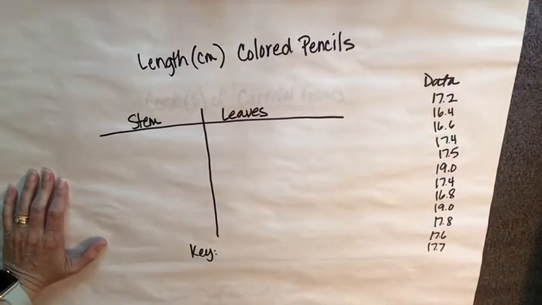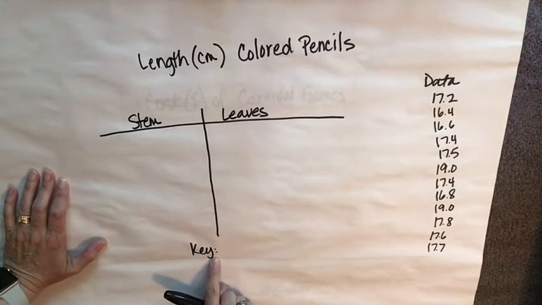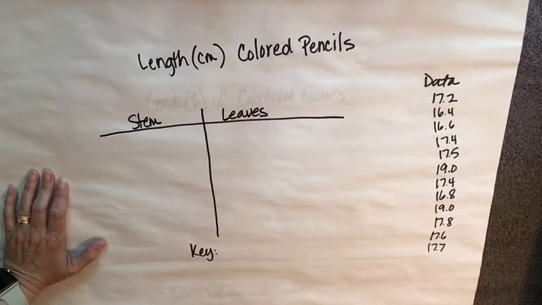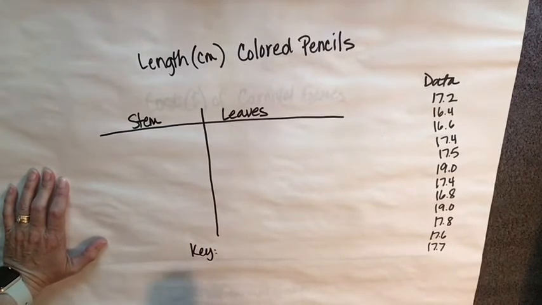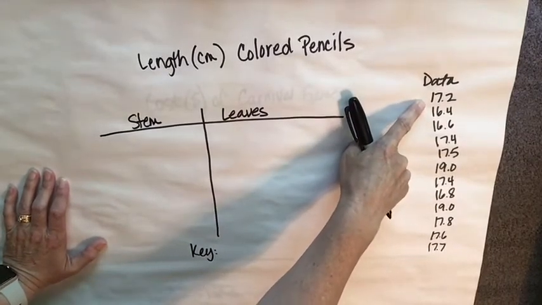So we had 12 colored pencils that were measured in centimeters, and we're going to put that on a stem and leaf plot. Now notice I have a place for the key, but I don't have the key yet. So when you're making a stem and leaf plot, you need to pick one of the pieces of data and then use that to make your key. So we'll just use the first one, 17 2/10.